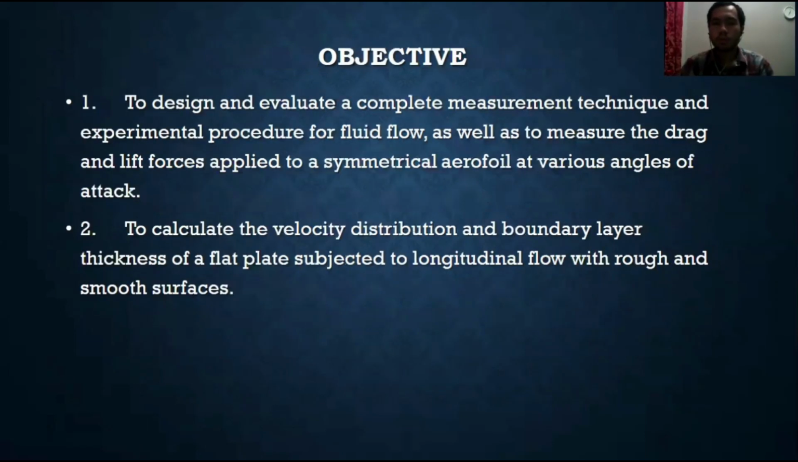So the next part is the objective. The first objective is to design and evaluate a complete measurement technique and experimental procedure for fluid flow, as well as to measure the drag and lift forces applied to a symmetrical aerofoil at various angles of attack. The second objective is to calculate the velocity distribution and boundary layer thickness of a flat plate subjected to a longitudinal flow with rough and smooth surfaces.